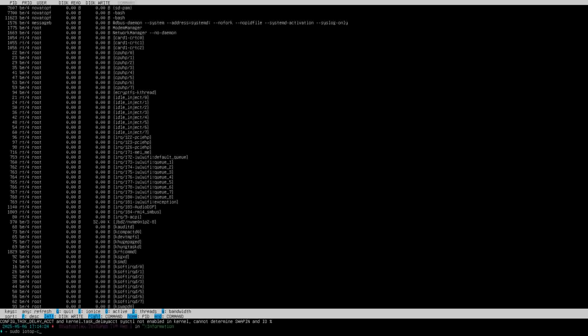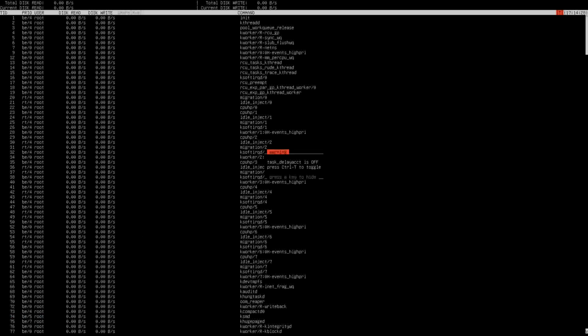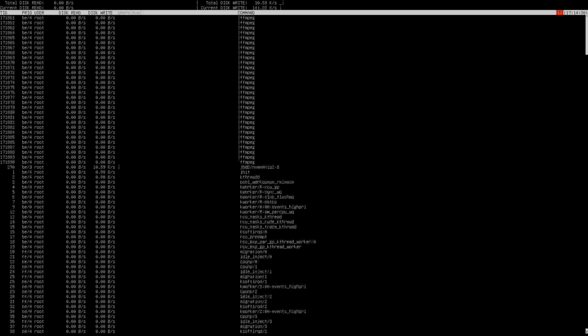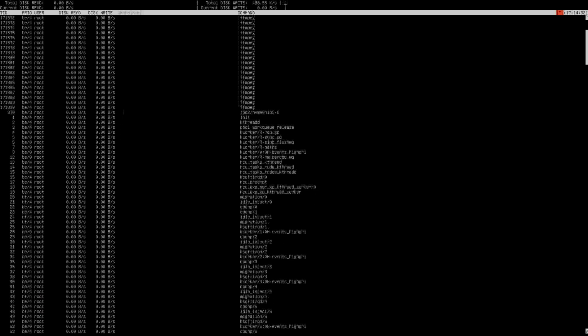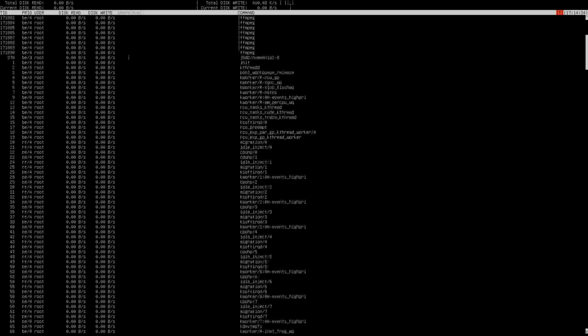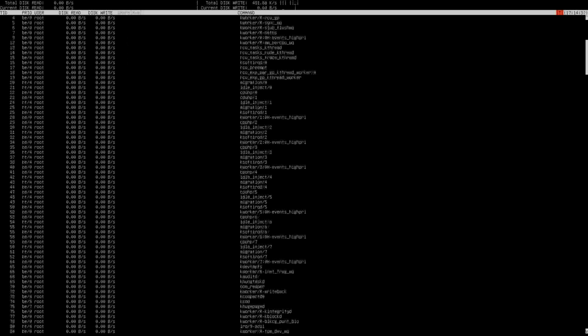I am now leaving iotop and switching to an equivalent utility written in C. Again, sudo is required to access this utility for the same vulnerability reason.